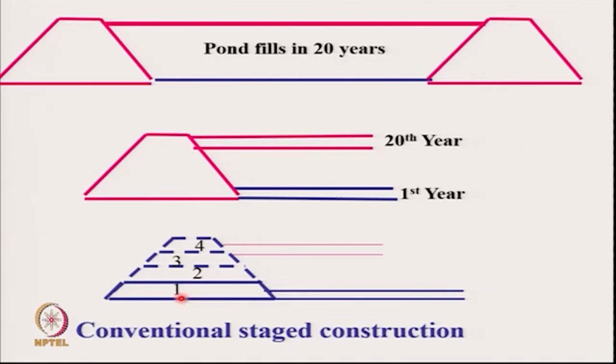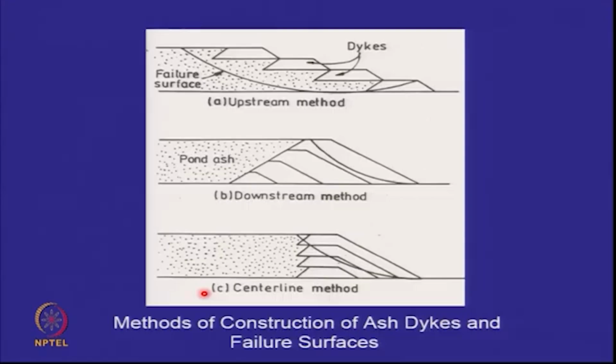So making an embankment incrementally by the conventional method is not very suitable, because in the beginning you have to make a very wide base, and then the width decreases as you go upwards. A lot of investment in earthwork takes place in stage 1. So conventionally what we do is we either use the upstream method, where the earthwork is smaller, as you can see, or the downstream method, where the starting earthwork is small, and as the dam progresses, more and more earth is added as you go upwards. And the centerline method is in between the two.